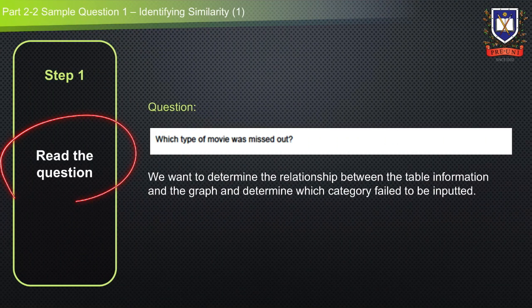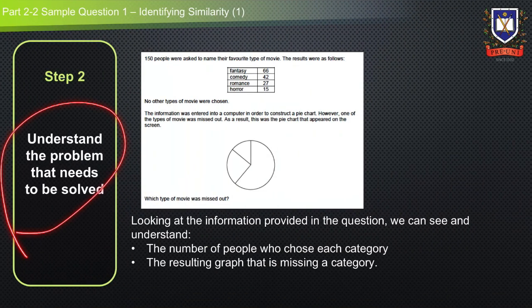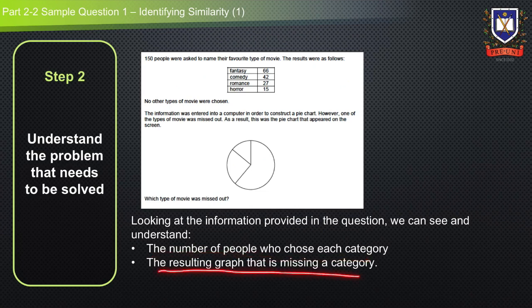The first step is to read the question and determine what it is asking. Since it is asking us which type of movie was missed out, we want to determine the relationship between the table information and the graph, and determine which category failed to be inputted. Step 2 is to understand the problem that needs to be solved. Looking at the information provided in the question, we can see and understand the number of people who chose each category, and the resulting graph that is missing a category.